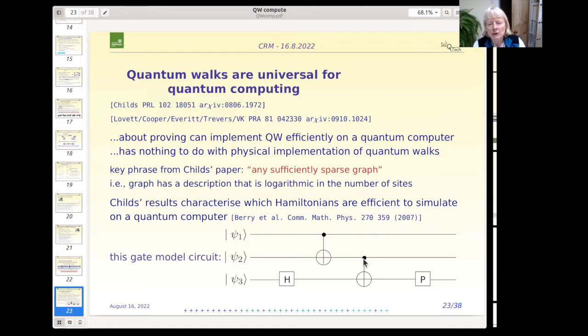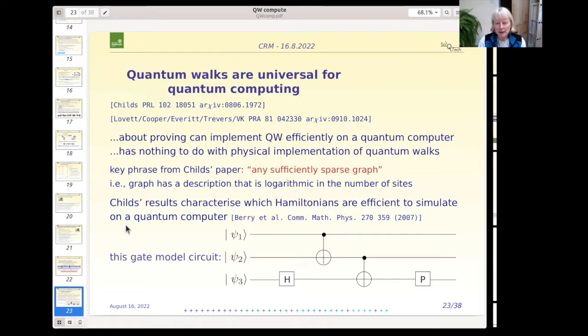A couple of controlled NOT gates and a phase gate, just to have something to illustrate with. And then Andrew Childs translates that into a graph on which the quantum walker walks. And the nice thing about this result is it becomes ballistic.